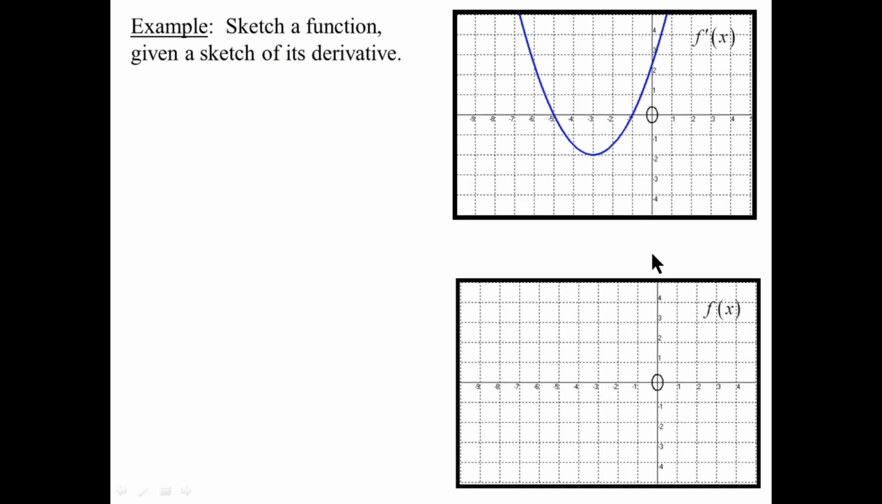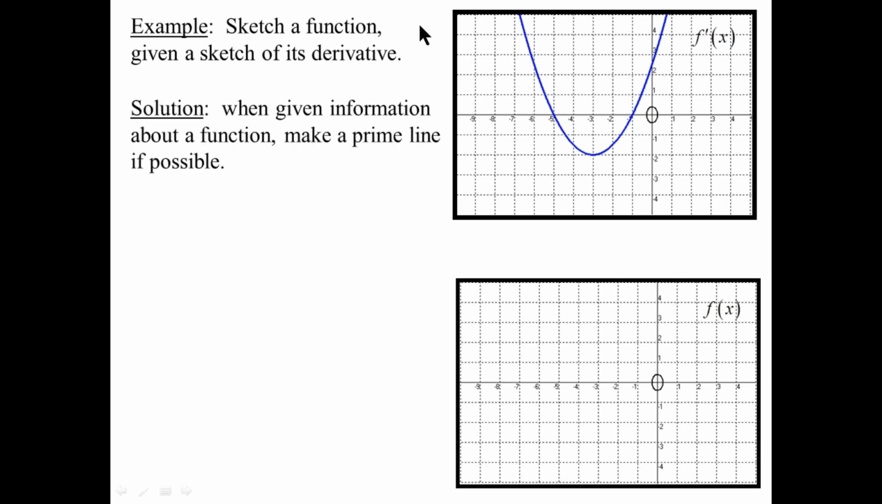Sometimes you're given information about a derivative and you're asked to sketch a function. This information could be in a paragraph, it could be in bullet form, or you might be given a graph of a derivative like this. Solution will always be, when given information about a function, make that prime line, if possible. If possible, make a derivative number line, because it's a visual about the intervals of increase and decrease of your answer. So we'll construct a derivative number line.